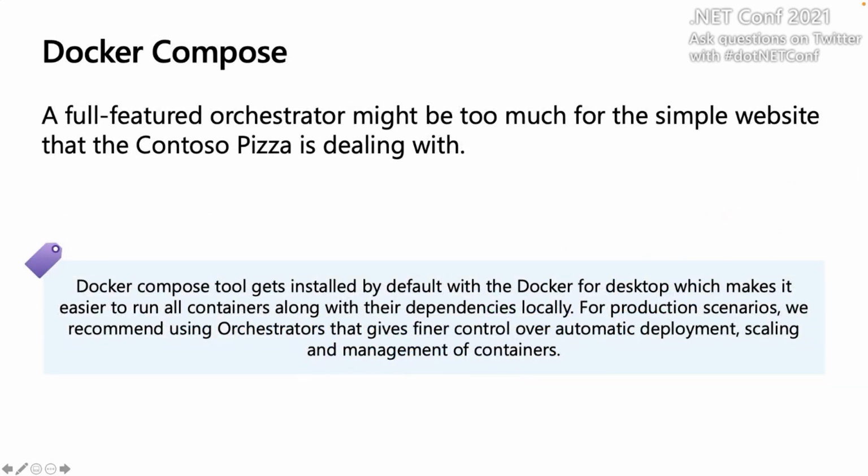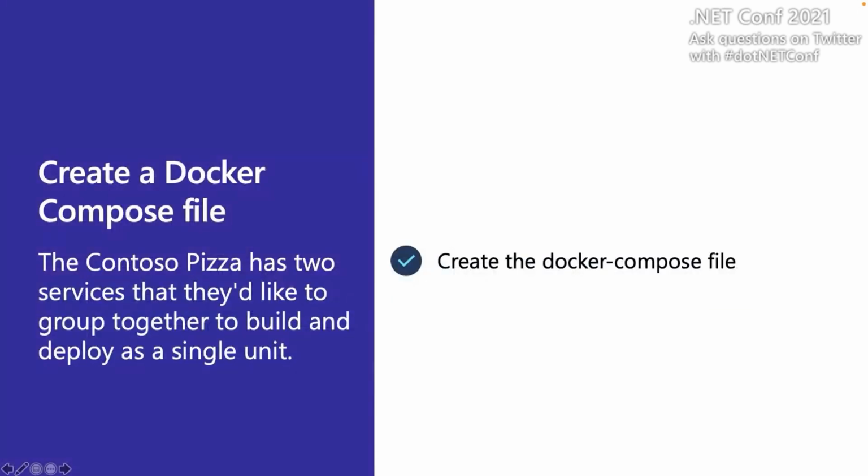And so like I said, Kubernetes is a big orchestrator. Docker Compose is scaled down. A full featured orchestrator is going to be too much for this simple website that we're dealing with, and Docker Compose gets installed with the Docker Desktop that we already have. And what's neat is that Docker Compose runs off a YAML file itself. So Nish, how about we build one?